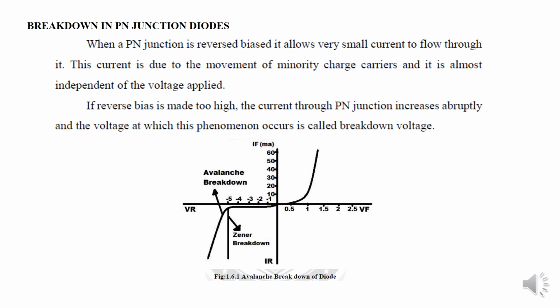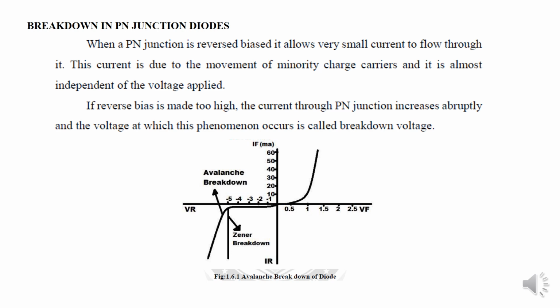The next topic is breakdown in the PN junction diode. When a PN junction is reverse biased, it allows a very small current to flow through it. This current is due to the movement of minority charge carriers, and it is almost independent of the applied voltage. If the reverse bias is made too high, the current through the PN junction increases abruptly, and the voltage at which this phenomenon occurs is called the breakdown voltage. At this breakdown voltage, the crystal structure breaks down, and it returns to the normal state when the excess reverse bias is removed, provided that overheating has not permanently damaged the crystal.